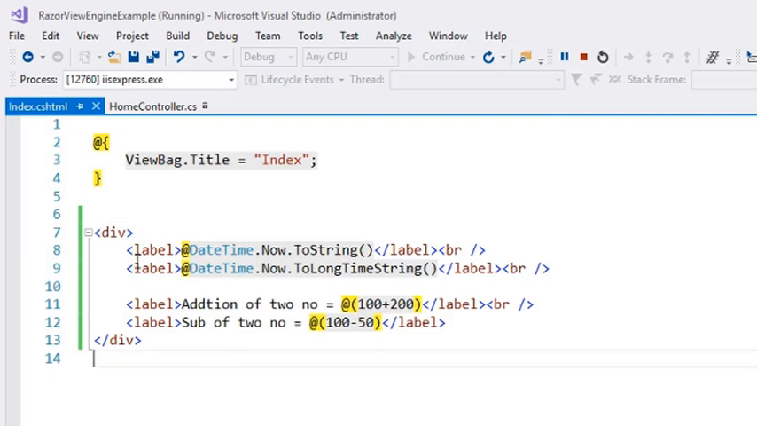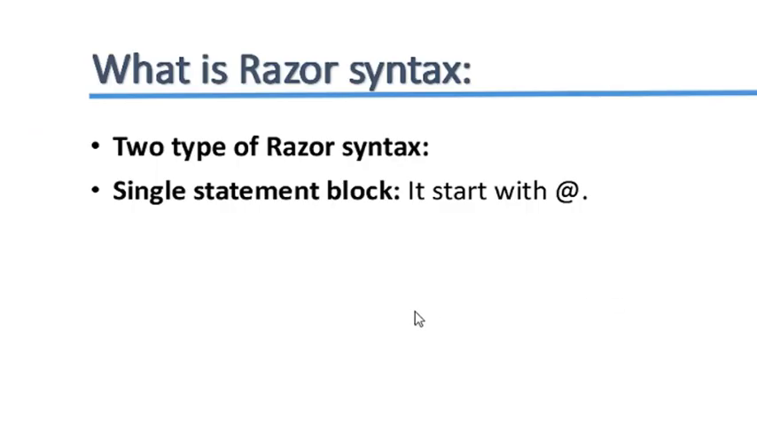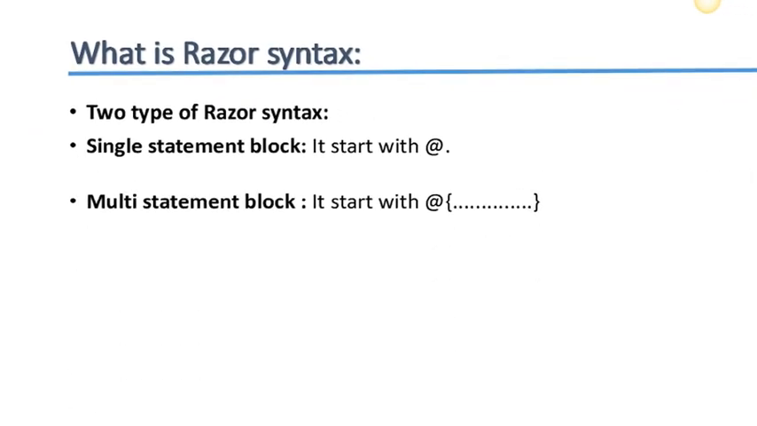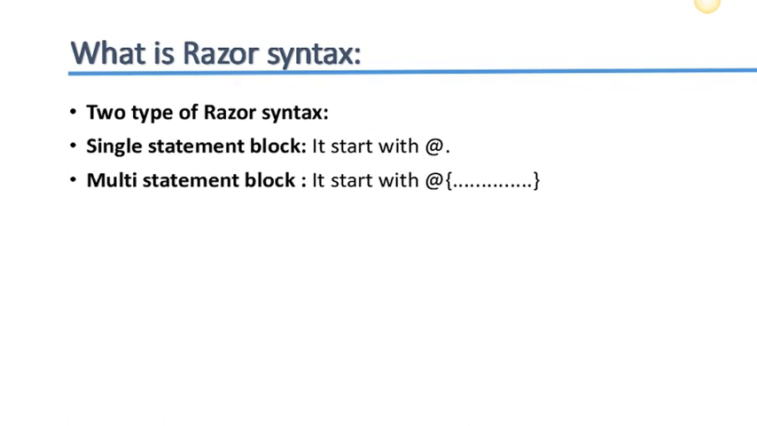Yes, so we have understood how to use the single statement Razor syntax in View. Next we are going to understand how to use the multi-statement block in View: @ curly bracket open and curly bracket close. We can write multiple lines of code inside the curly brackets. So let's go practically and understand in more detail.